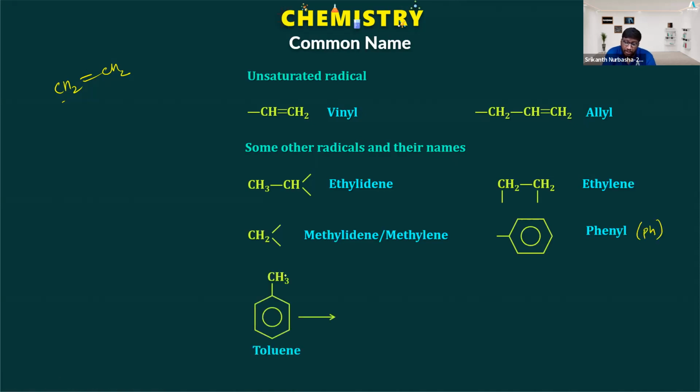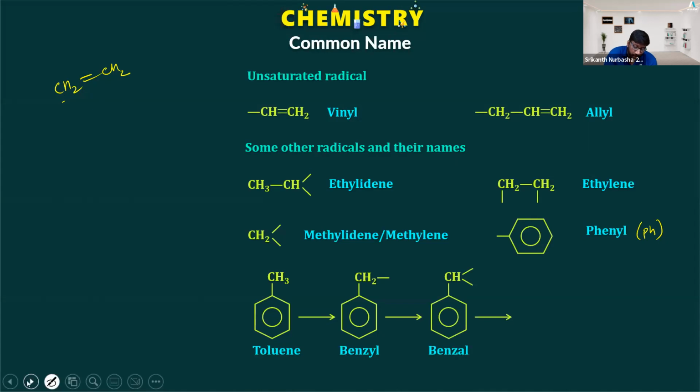From toluene, if you try to remove one hydrogen, you will get benzyl. If you remove one more hydrogen, you will get benzal. If you remove one more hydrogen, you will get benzo. Yes or no? From the benzyl, if you try to remove one hydrogen, you will get benzal.